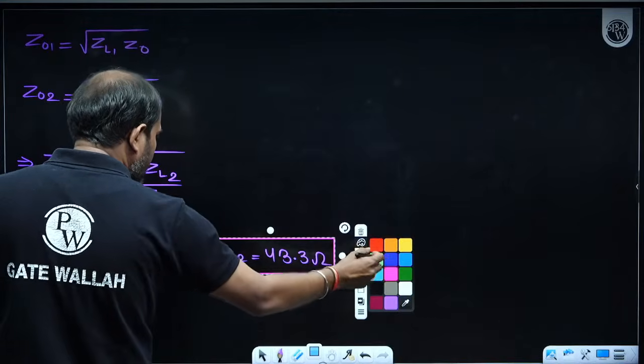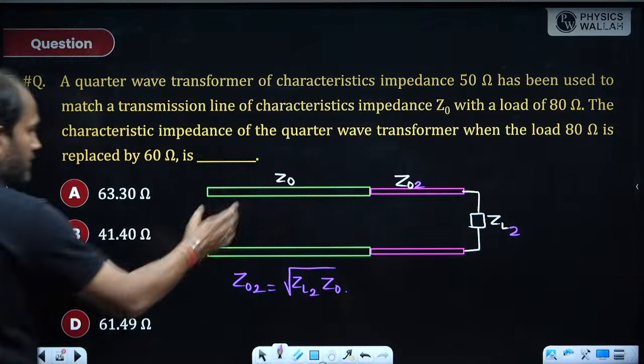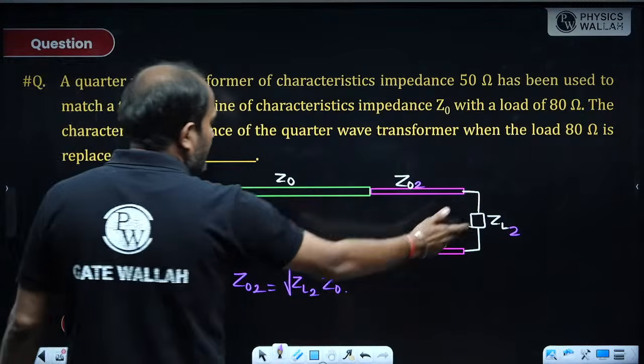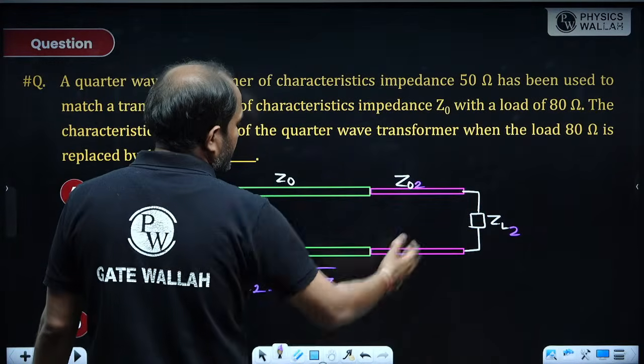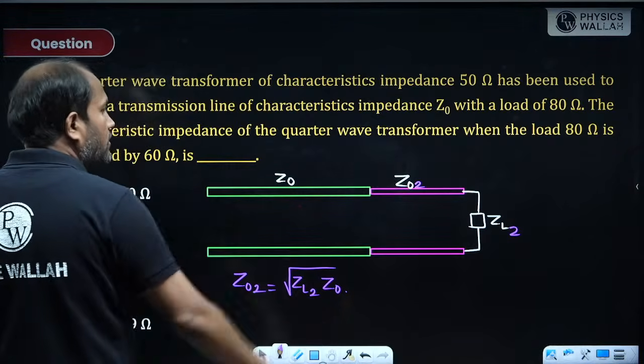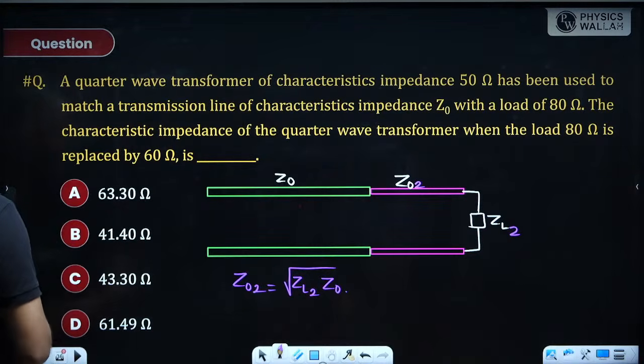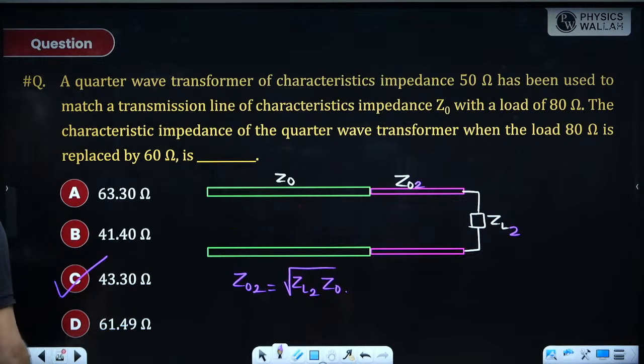So what will happen? This transmission line impedance is the same. Load is changing, Z0 is changing. So here Z0 is under root ZL into Z0, and in this case, ZL is changing, Z0 is changing. So we have 43.3. C is the correct answer.